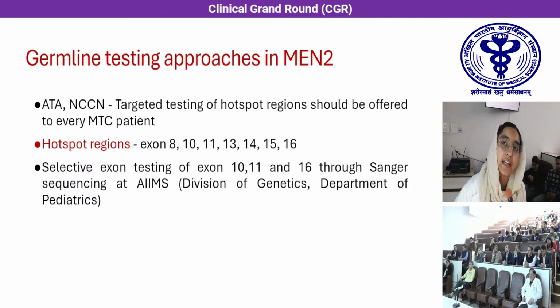ATA and NCCN guidelines say we should offer at least hotspot region testing for every MTC patient. The hotspot regions for MEN2A and MEN2B include exons 8, 9, 11, 13, 14, 15, and 16 in the RET proto-oncogene. Selective exon testing for exons 8, 10, 11, and 16 through Sanger sequencing is available at AIIMS, in the Division of Genetics, Department of Pediatrics.